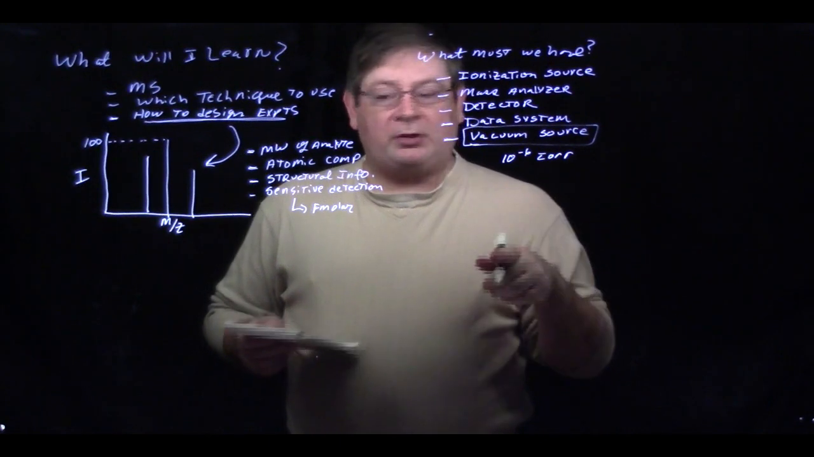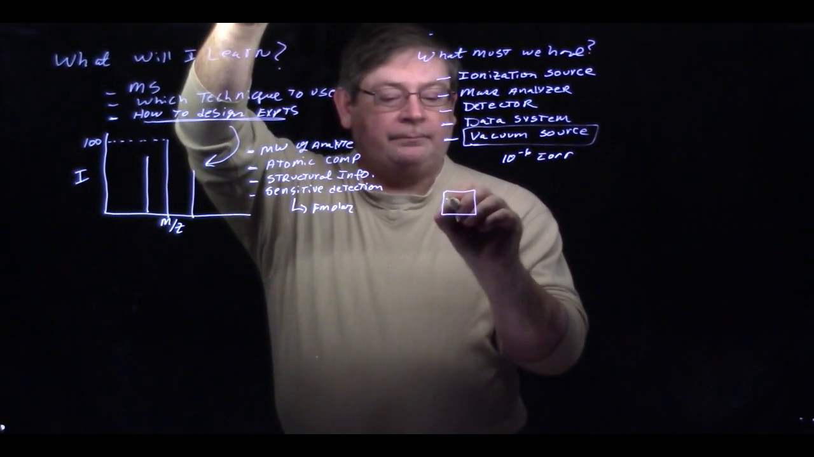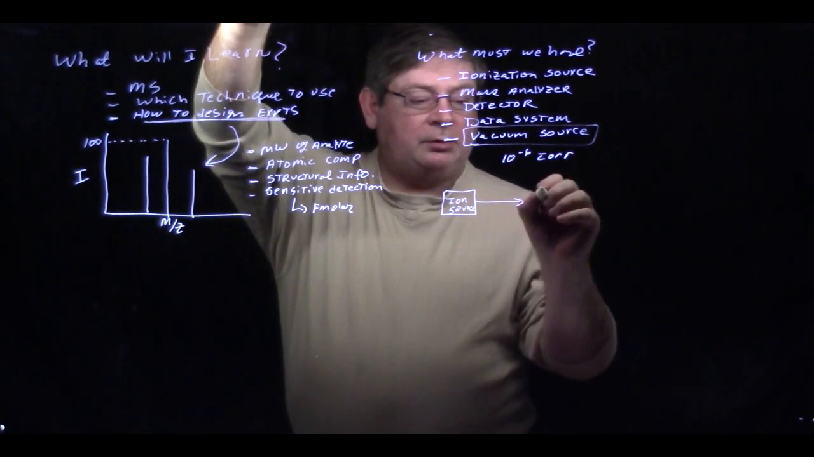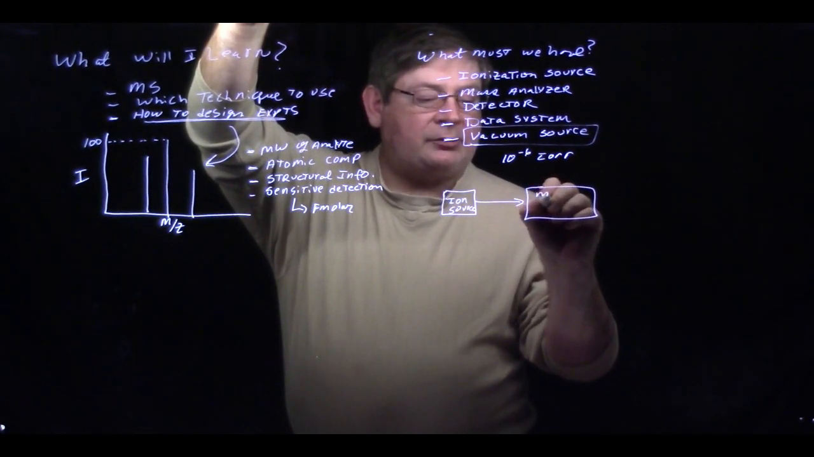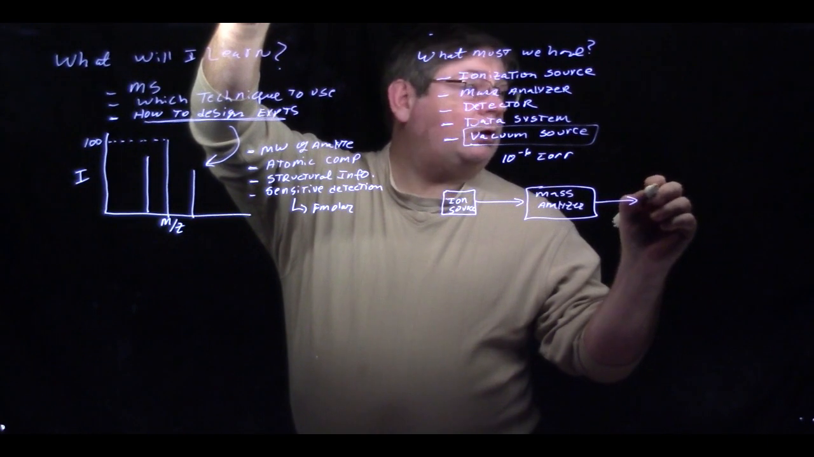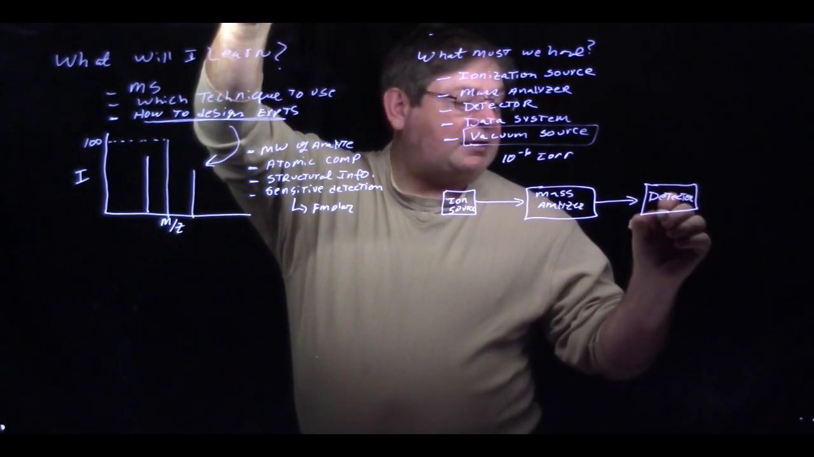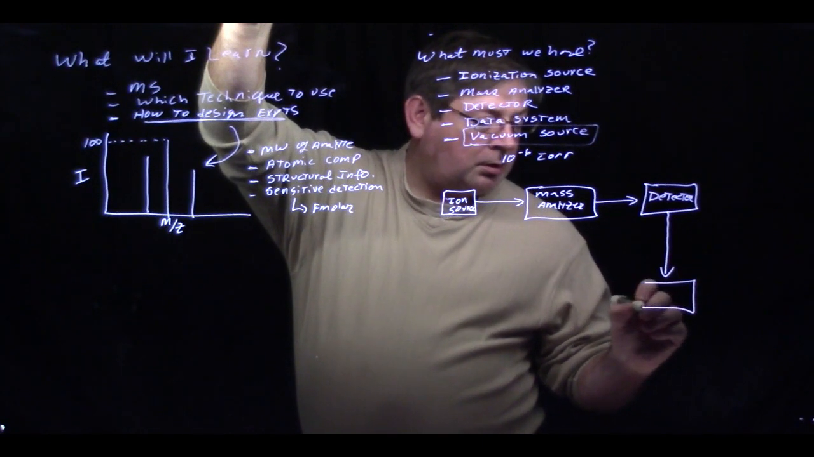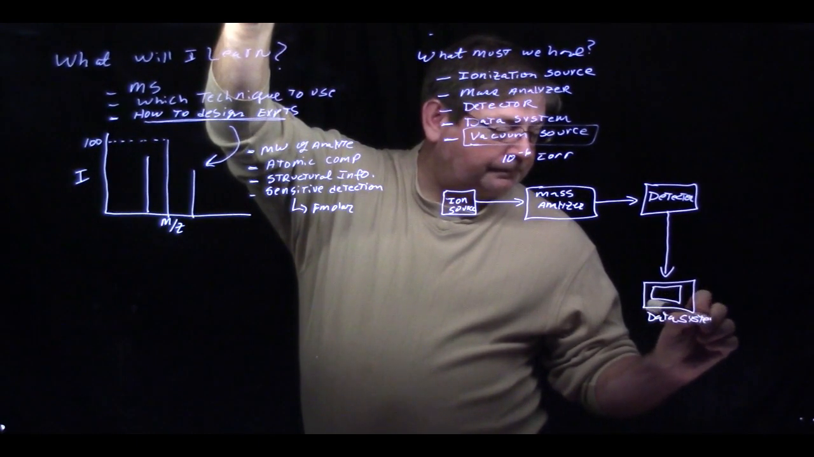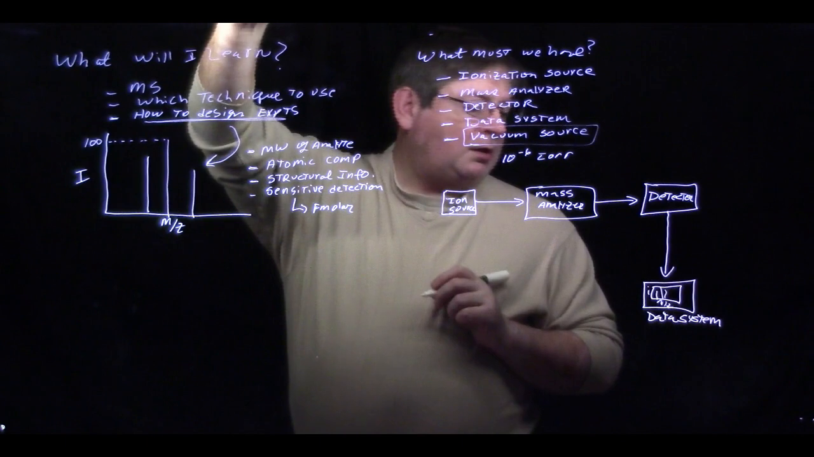And so if we were to draw this out as a block diagram, what you would have is your ion source. That would then be coupled to your mass analyzer, which would then go into your detector. And then the signal from the detector would go to your data system, your computer. And this is where you would actually see your spectrum as a mass to charge versus intensity plot.